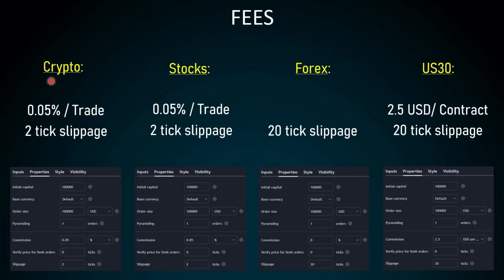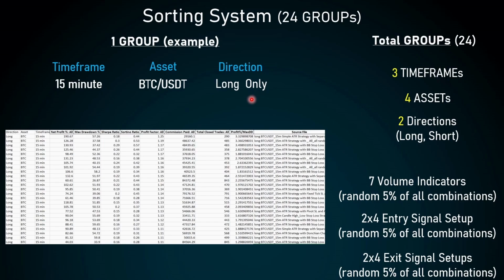Talking about the fees, for crypto I am using 0.05% on each entry and exit and 2 tick slippage. For stocks, the same applies. For Forex we only use a 20 tick slippage, and for the US30 we are using 2.5 USD per contract and 20 tick slippage. Now let's see the sorting system.